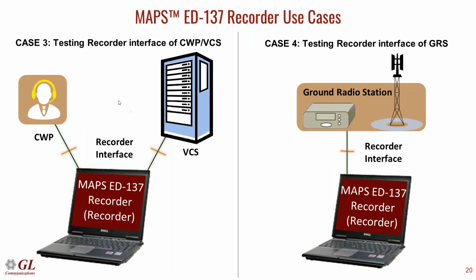In the next slide, we have the third case, wherein the MAPST ED138 recorder is acting as a recorder itself. Now we are trying to test the controller working positions or the VCS, which will have this recorder interface. These are the devices under test. They can establish the recording session towards the recorder, and whatever streams they send will be recorded, both the audio and the call detail record. Later we can verify all these sessions, whether we have received all the information.